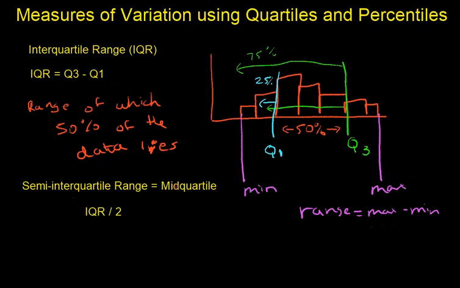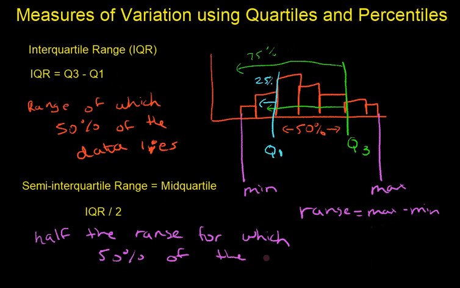The semi-interquartile range, which is also called the mid-quartile, is basically the interquartile range divided by 2. So this is basically half the range for which 50% of the data lies. This is just another way of saying a very similar thing to the interquartile range. You could take the interquartile range and divide it by 2, and that'll give you the semi-interquartile range.